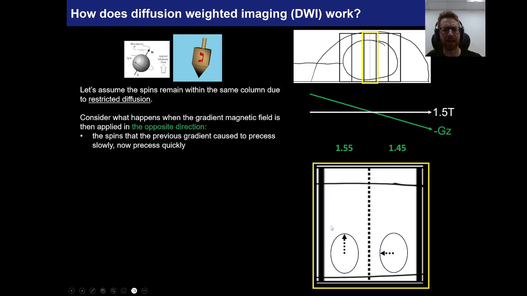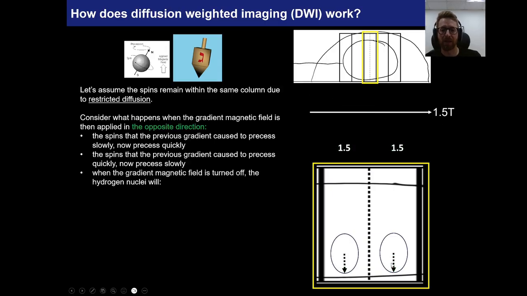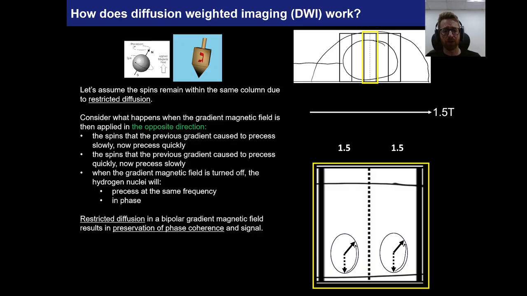So the spins that the previous gradient caused to precess slowly, so that was in the left-hand column, are going to now precess more quickly. So they're going to make a half turn. The spins that the previous gradient caused to precess quickly are going to now precess slowly. So they only make a quarter turn. Now look, they're back in phase with each other. So when we turn off the gradient magnetic field, both columns are going to experience 1.5 Tesla effectively, and they're going to precess at the same frequency in phase with each other. So restricted diffusion in a bipolar gradient magnetic field results in preservation of phase coherence and therefore signal.